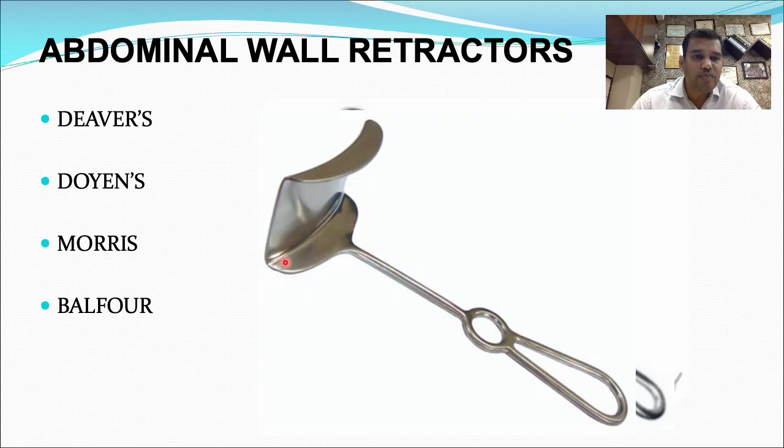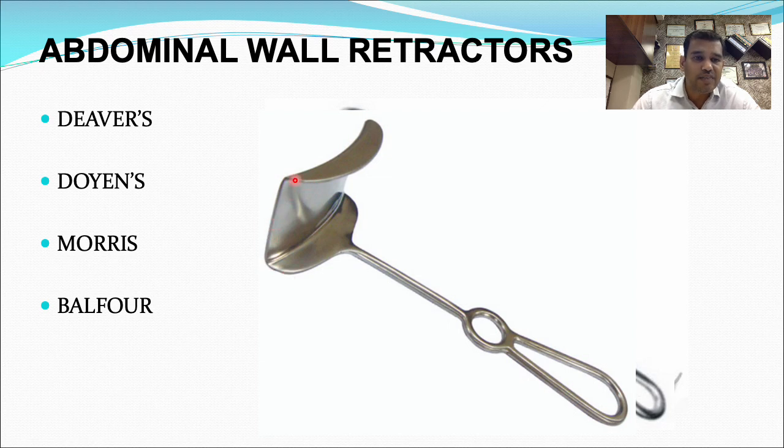This is called the Morris retractor. It is almost similar to your Doyne's retractor, but the blade is square in this case. It has a similar curved, C-shaped surface, but these angles are acute. There it was a round C-shape angle, but here it is sharp.